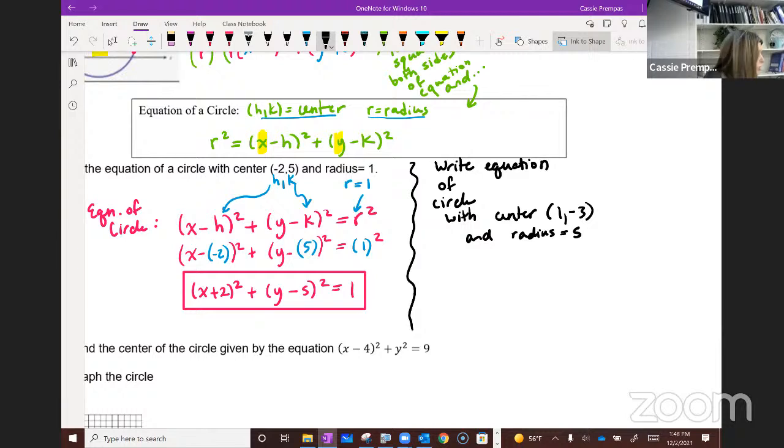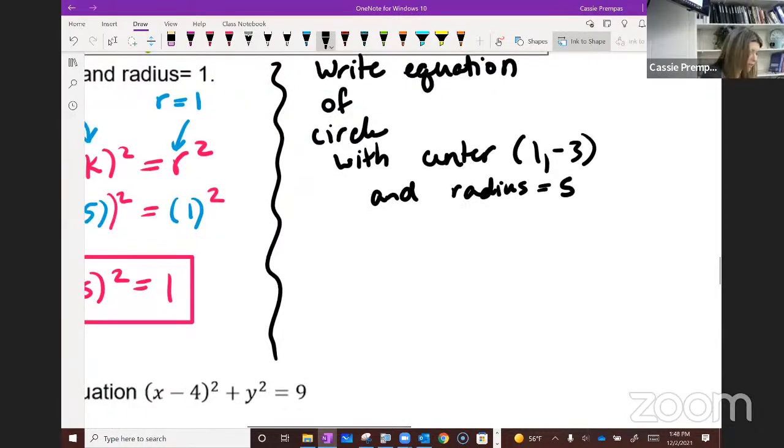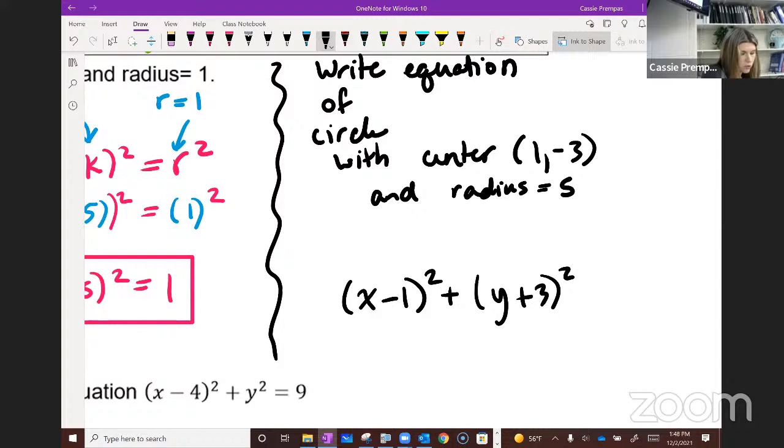All right, turn to your partner, and the person with the darkest hair color in the group, if you could share what you had as the answer. Olivia, I'm not talking to you because you're driving and I don't want to interrupt that. But I'll tell you what I have. Should be x minus 1 squared plus y plus 3 squared is equal to 25.